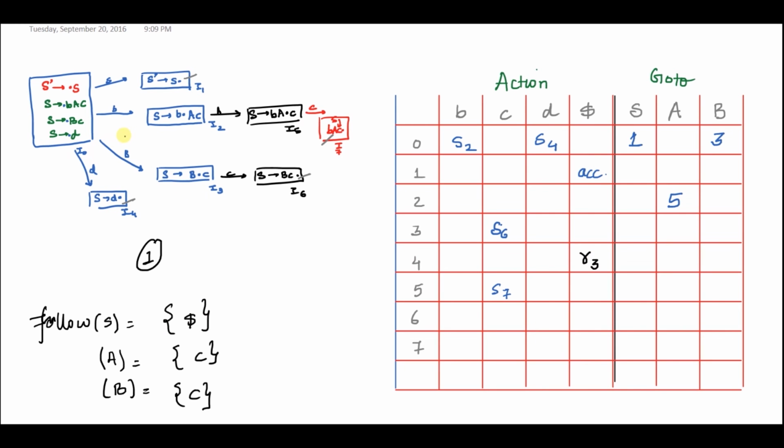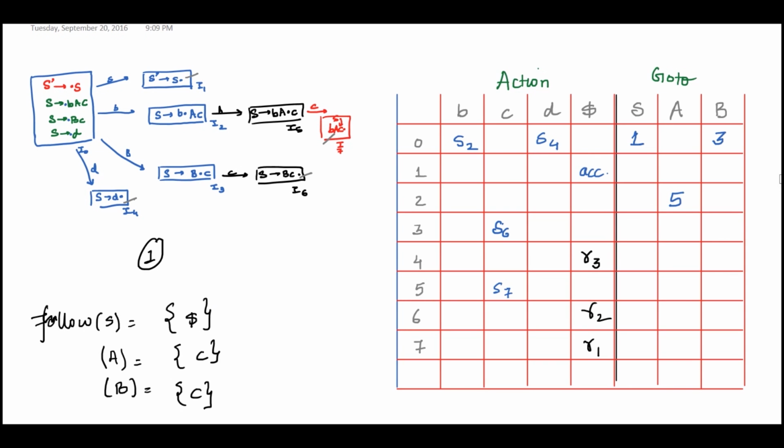And now for the sixth element, which is S gives B C dot. Now the reduction takes place. I6, S gives B C dot, which is the second reduction. So I need to write R2 in the follow of S, which is dollar. So R2 here. And similarly for B A C, the follow would be dollar only. So I'll write down R1 here. And that completes our SLR1 table, both LR0 and SLR1.